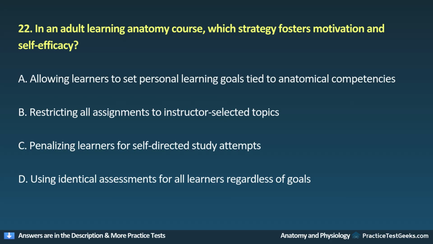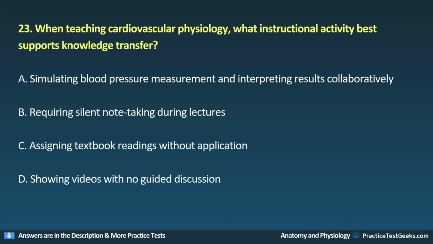22. In an adult learning anatomy course, which strategy fosters motivation and self-efficacy? A. Allowing learners to set personal learning goals tied to anatomical competencies. B. Restricting all assignments to instructor-selected topics. C. Penalizing learners for self-directed study attempts. D. Using identical assessments for all learners regardless of goals.